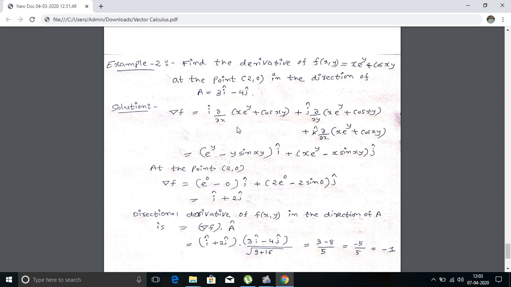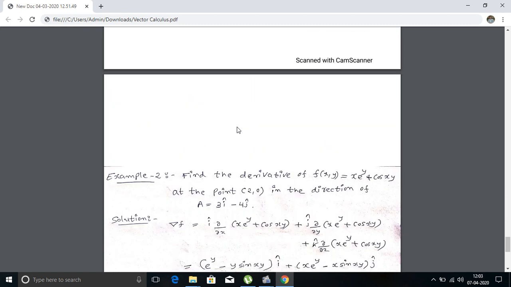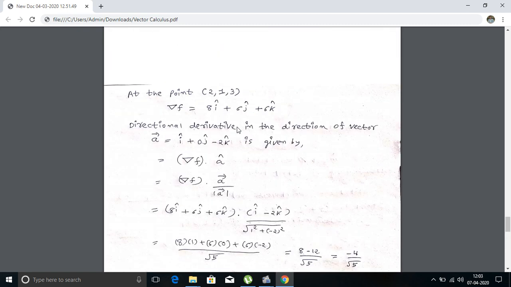So in this lecture we have studied gradient and directional derivative.